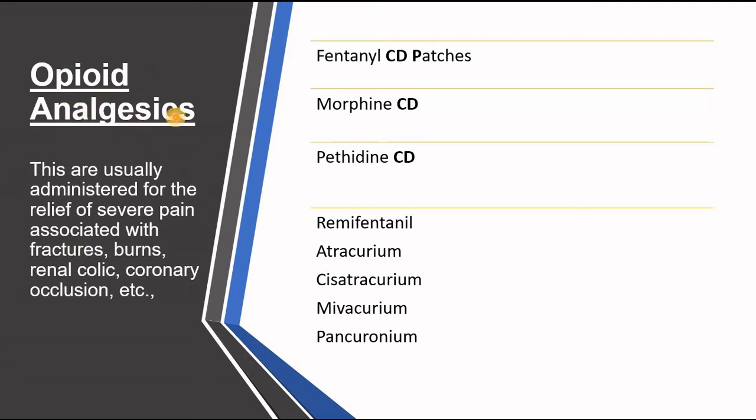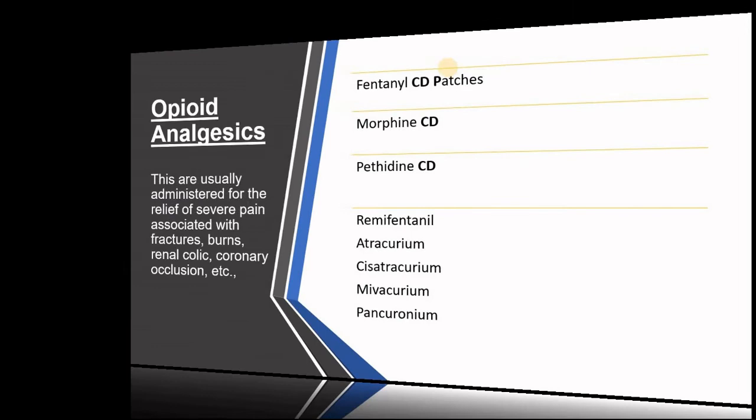If we look at the examples: fentanyl CD patches, morphine CD, pethidine CD, remifentanil, atracurium, cisatracurium, mivacurium and pancuronium. So these are the drugs which come under the category of the opioid analgesics. In this video we are not going to discuss the concentration of the drugs. Our focus is only to discuss which drugs come under the category of opioid.